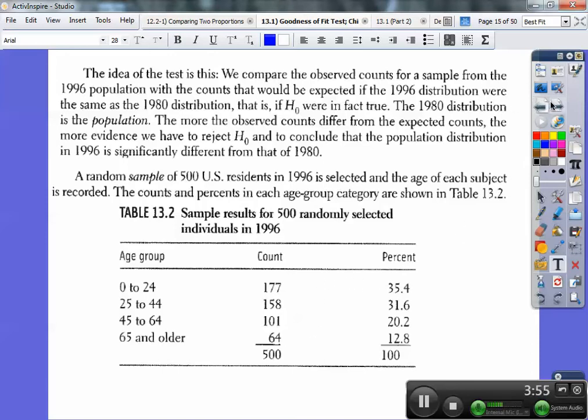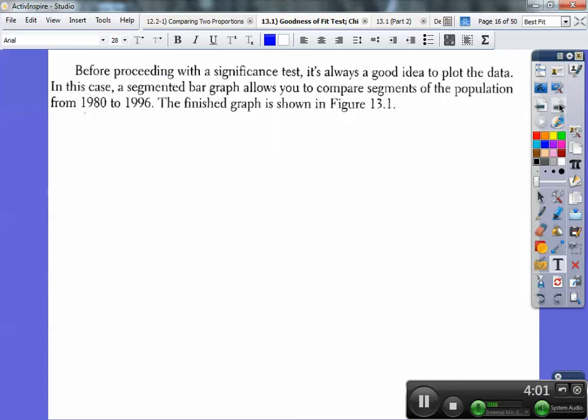All right, so we're going to go ahead and calculate. We're going to come back to this right here. So it's out of 500 people. We're going to calculate our chi-squared.